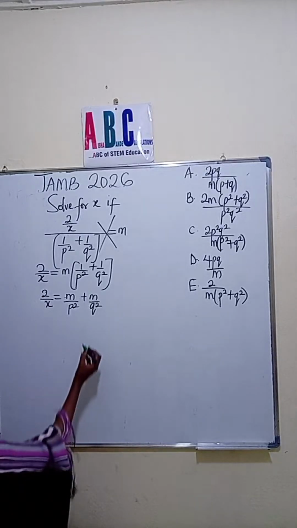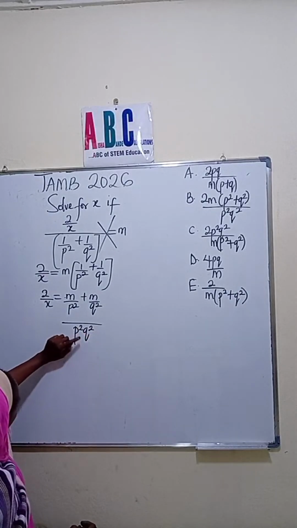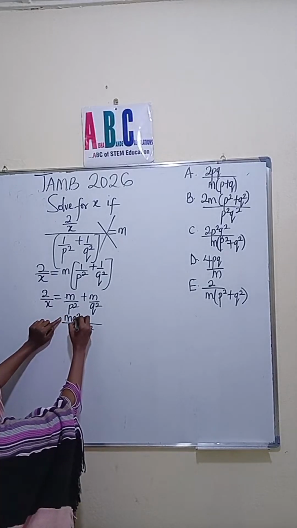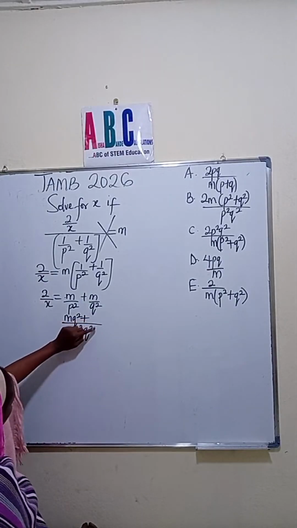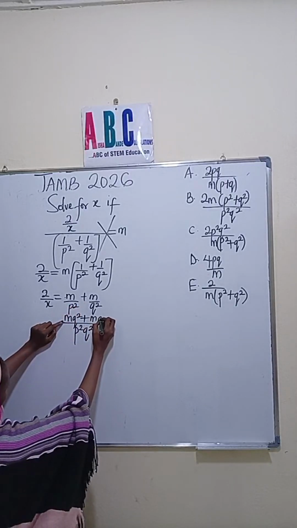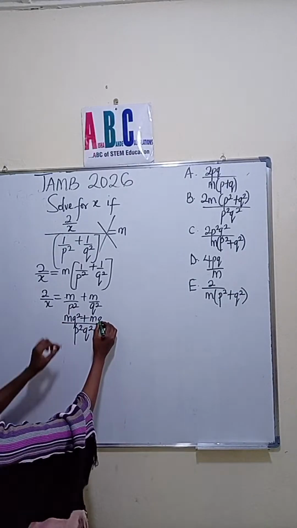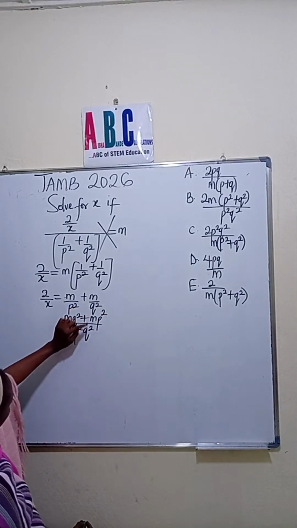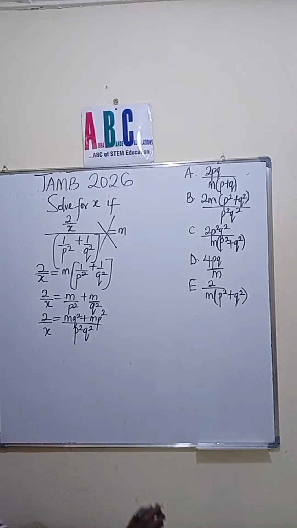The LCM here is going to be p squared q squared, right? So p squared q squared divided by p squared, we are left with q squared. So times m will be m q squared, plus p squared q squared divided by q squared will give us p squared times m, which is m p squared. Look at it. So we have 2 over x here is equal to this.